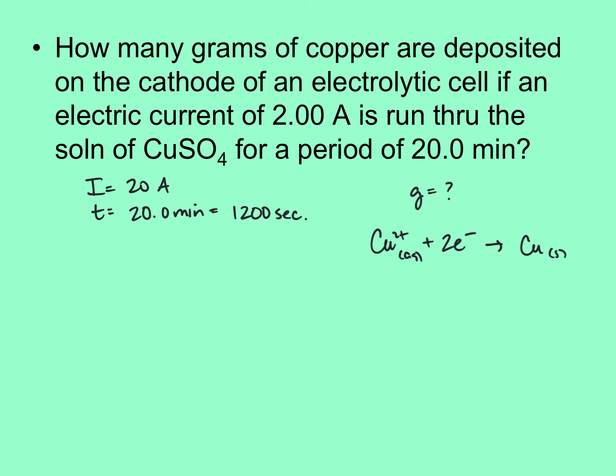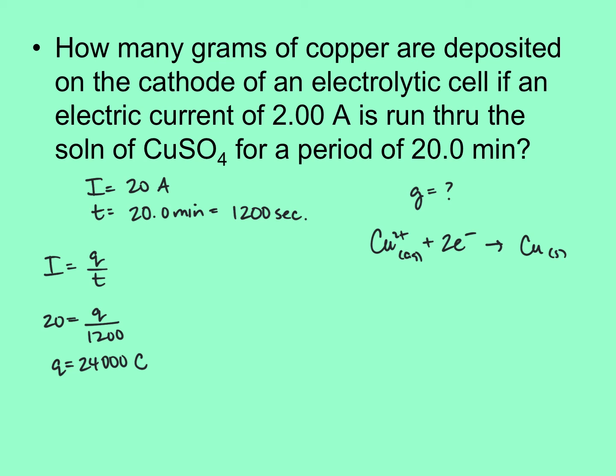Next, we're going to figure out the Q, the charge. If we recall from the last slide, I equals Q over t. So 20 amperes equals Q over 1200. Then we multiply both sides by 1200, and we get Q equals 24,000. The units will be C for coulomb.